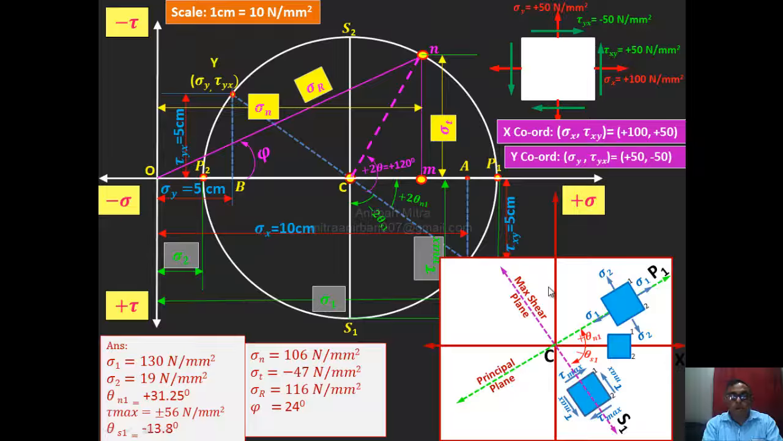Now this is the normal problem. You have to solve it. After that, we have to do one more thing. We have to solve two or three more problems to understand the various types of problems normally asked on the Mohr circle in any competitive exam or university exam.